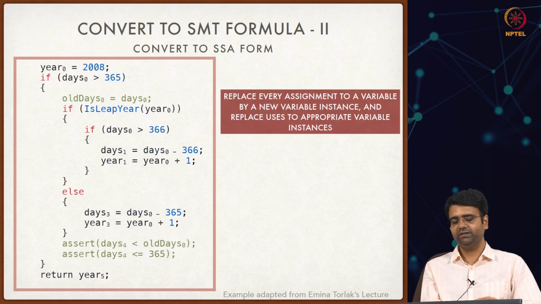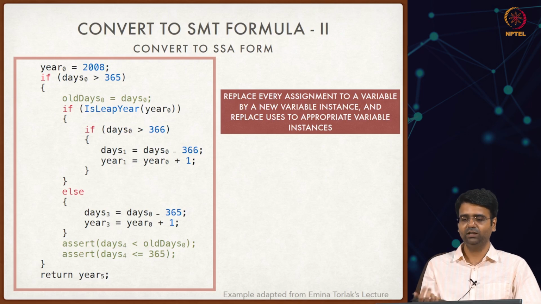Okay, so now there is a very simple sort of conversion that we will use in order to convert this particular program to an SMT formula. So as the first step, we will convert this program into its SSA form. SSA is static single assignment, which means that we replace every assignment to a variable by a new variable instance, and we replace uses with appropriate variable instances.